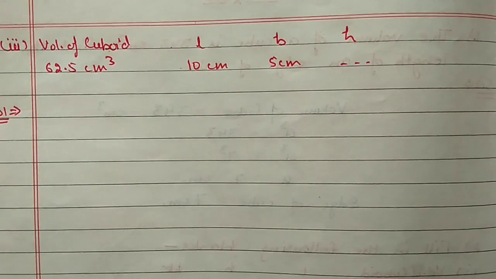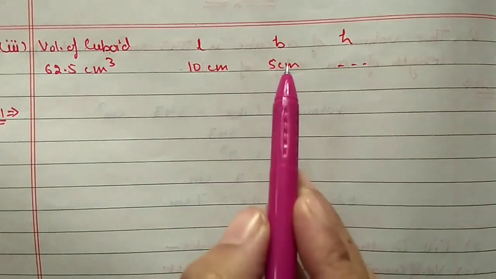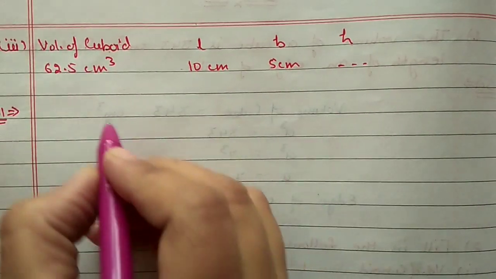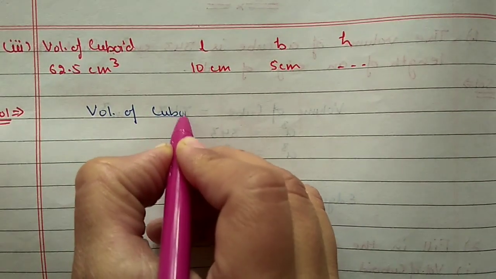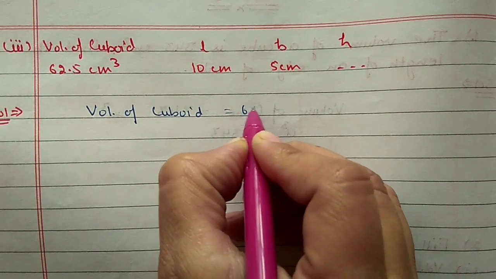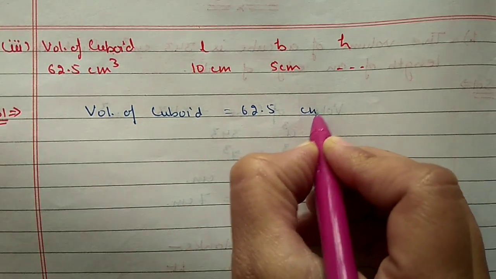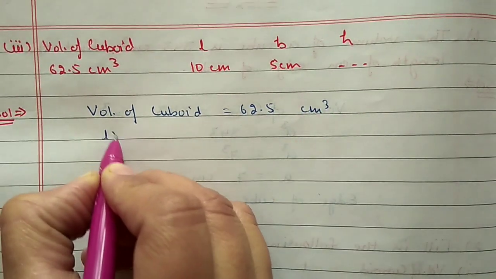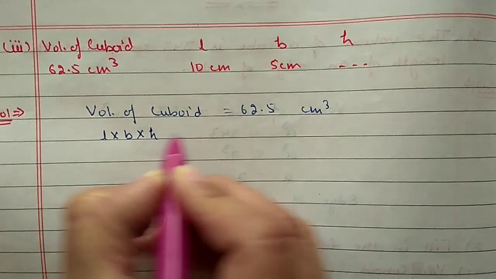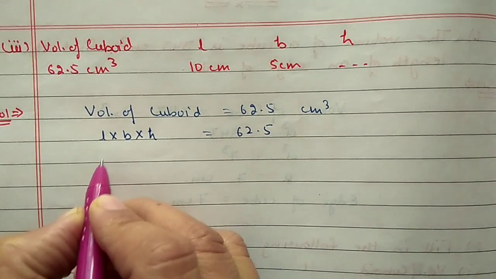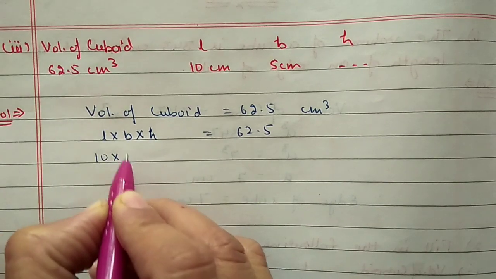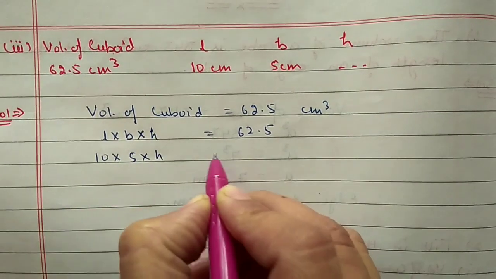Next, third part. Volume of the cuboid is given, length is given, breadth is given, and we have to find out the height. So volume of cuboid is equal to 62.5 centimeter cube, which is equal to length into breadth into height. Substitute the values: length is 10 and breadth is 5, height we have to find out.